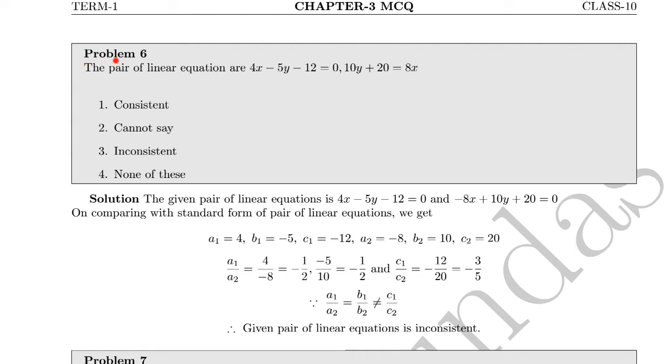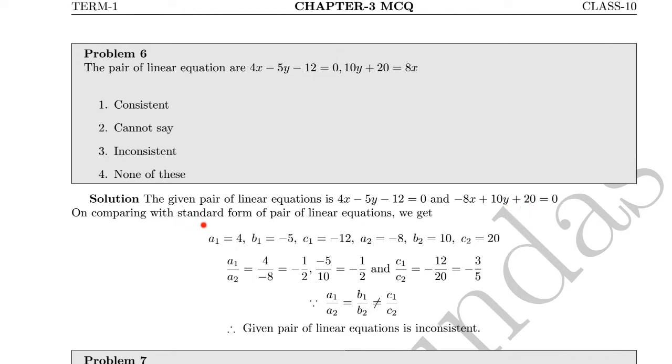Problem number 6: is the pair of linear equations 4x minus 5y minus 12 is equal to 0 and 10y plus 20 is equal to 8x consistent, cannot say, inconsistent, or none of these? Let's see the solution. The given pair of linear equations is 4x minus 5y minus 12 is equal to 0 and minus 8x plus 10y plus 20 is equal to 0.